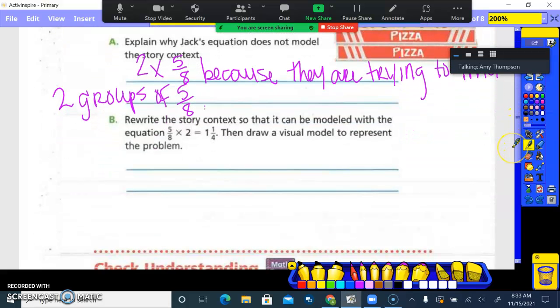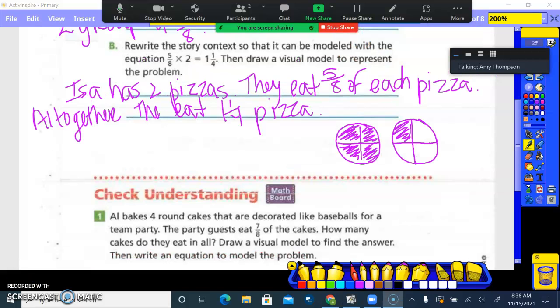or 2 things. Letter B, rewrite the story context so that it can be modeled with the equation 5/8 times 2 equals 1 and 1/4. Then draw a visual model to represent the problem. So our new story could be Isa has 2 pizzas. They eat 5/8 of each pizza. Altogether, they eat 1 and 1/4 pizzas. And then we drew our circles and broke them into 4 size pieces, colored in 1 whole, and then 1/4 of the other pizza.